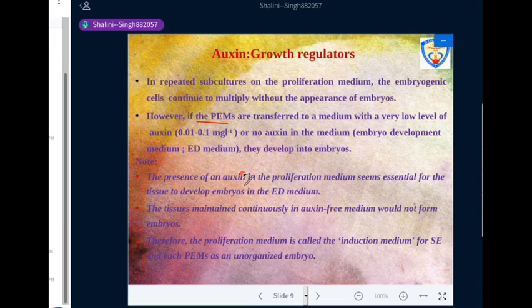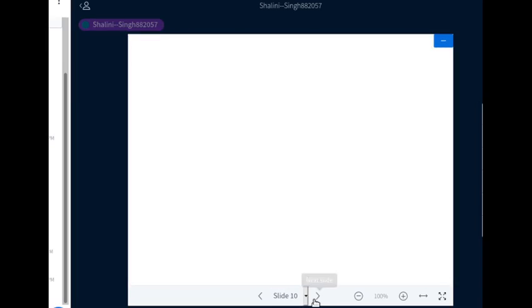The presence of an auxin in the proliferation medium seems essential for the tissue to develop embryos in the embryo development medium. The tissues maintained continuously in auxin-free medium would not form embryos. Therefore, the proliferation medium is called the induction medium for somatic embryos, and each PEM is also known as an unorganized embryo.